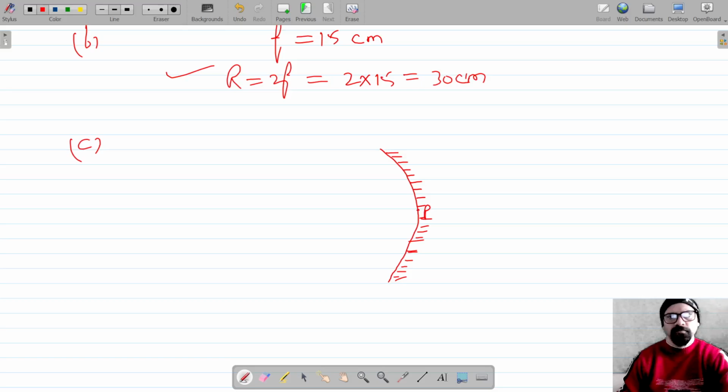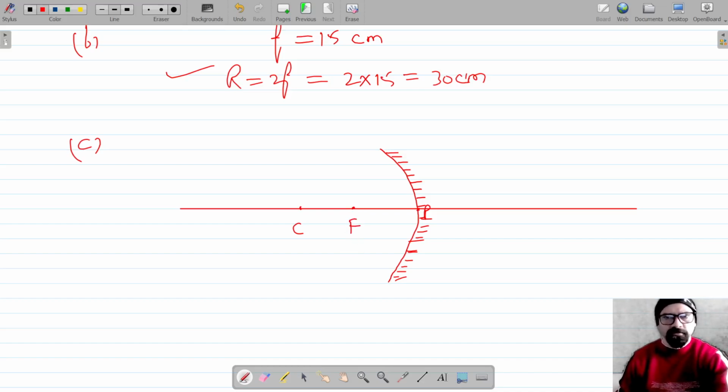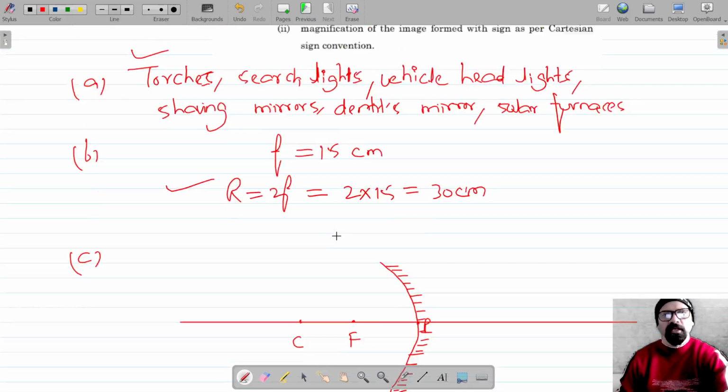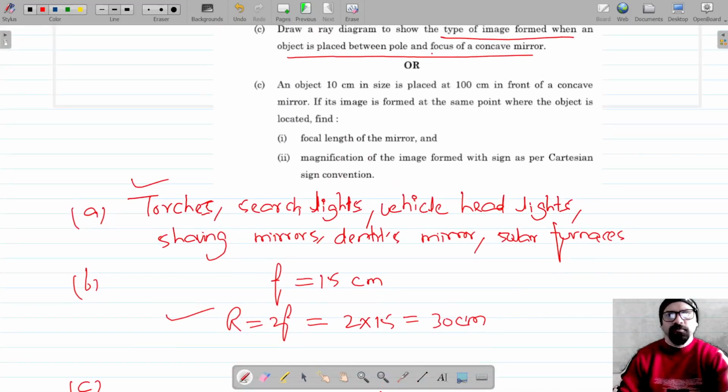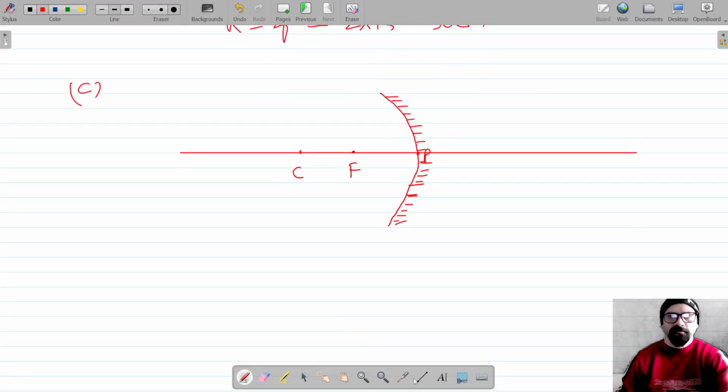Let this be the principal axis passing through the pole. Let this be the center of curvature, and this be the principal focus. Now the object is placed between the pole and the focus. We always denote the object as upright, so the arrow should be pointing upwards.